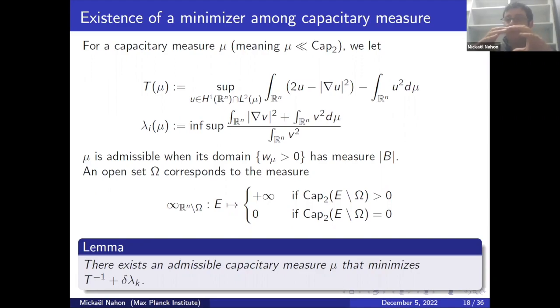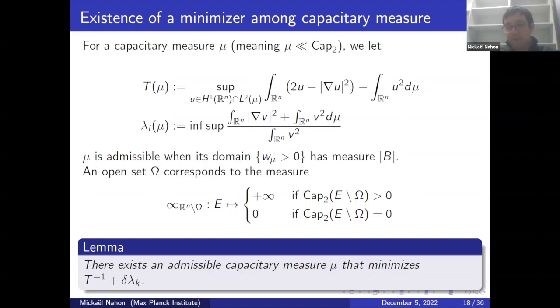And typically when you have a nice domain, the measure is infinite outside of the domain and zero in the domain. So it's like a potential that is zero where the domain is. But for any measure mu that is a capacitary measure, this is a technical detail, we can define the torsion and the eigenvalue in a way where basically you replace grad u square by grad u square plus u square d mu. So you add this additional term on top. And we look at admissible measures, so measures whose domain has the same measure as the ball. And as I said, an open set omega corresponds to a measure that is either 0 or infinity.